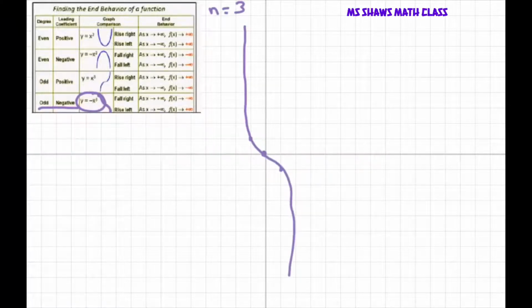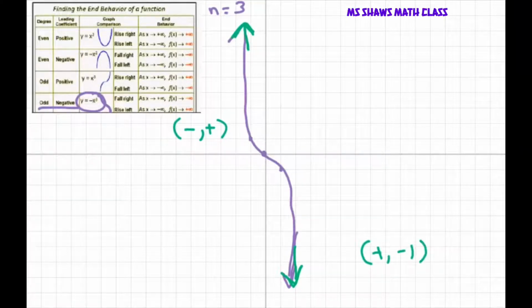So when you're talking about end behavior, you're talking about when you graph the graph we want to graph, where are we starting when we're graphing this from left to right, and where are we ending? So basically we're starting in quadrant 2, which is negative, positive, and we're ending in quadrant 4, which is positive, negative. And that's basically what this part is right here.